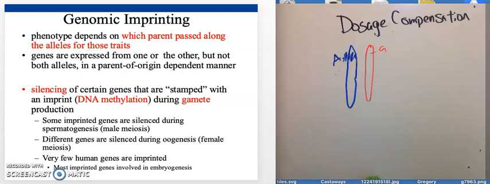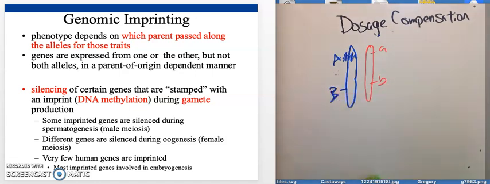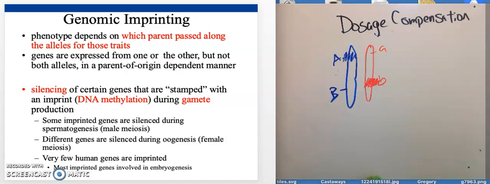Other loci are imprinted differently. So at a different locus, you could still get dominant from your dad and recessive from your mom, but at this locus, it's imprinted maternally, meaning whatever copy of the gene you got from your mom, that's the one that's shut off. And then in that case, you would display the dominant trait.